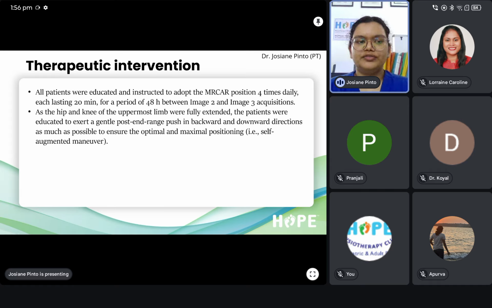As the hip and knee of the uppermost limb were fully extended, the patients were educated to exert a gentle post-end range push in a backward and downward direction as much as possible to ensure optimal and maximal positioning, that is the self-augmented maneuver. Self-augmented is when they were doing it at home. So they had to adopt it 4 times daily, each lasting 20 minutes.